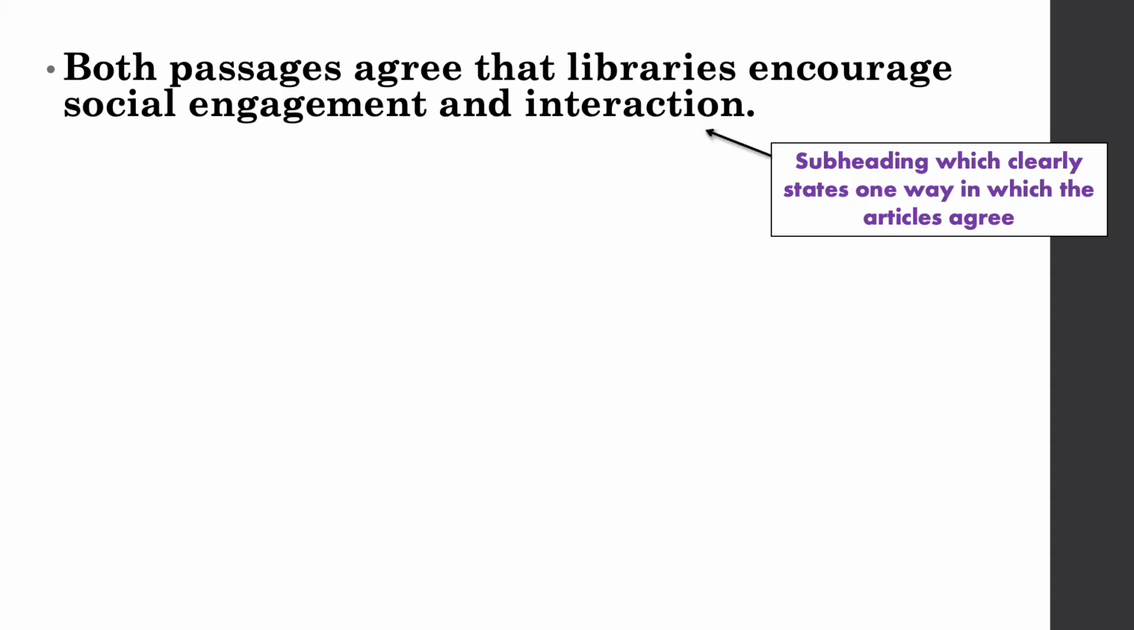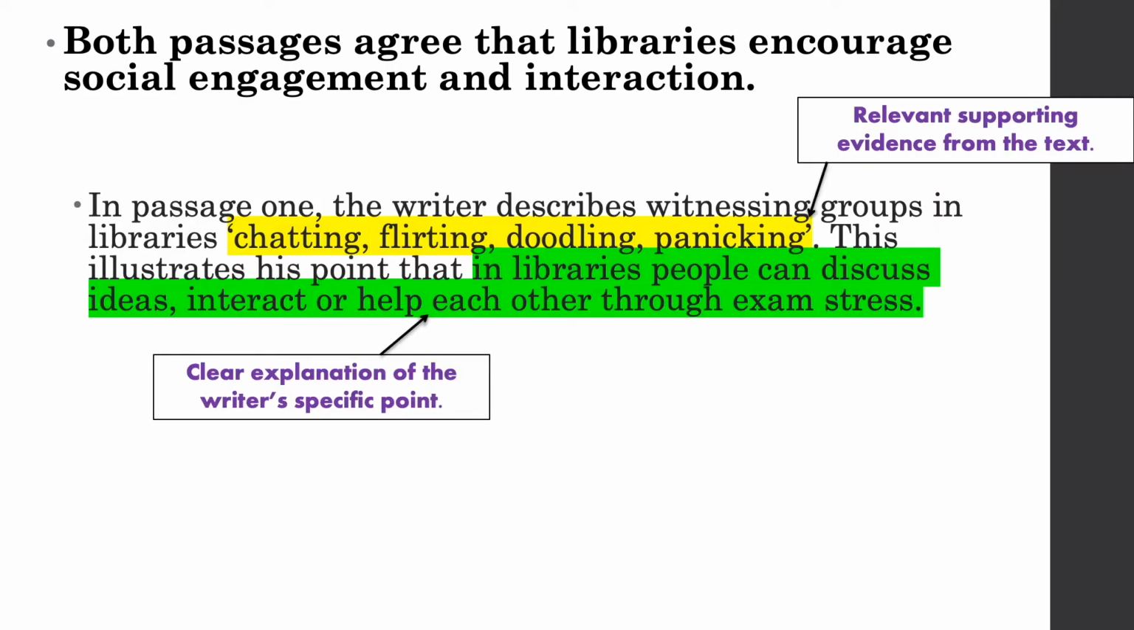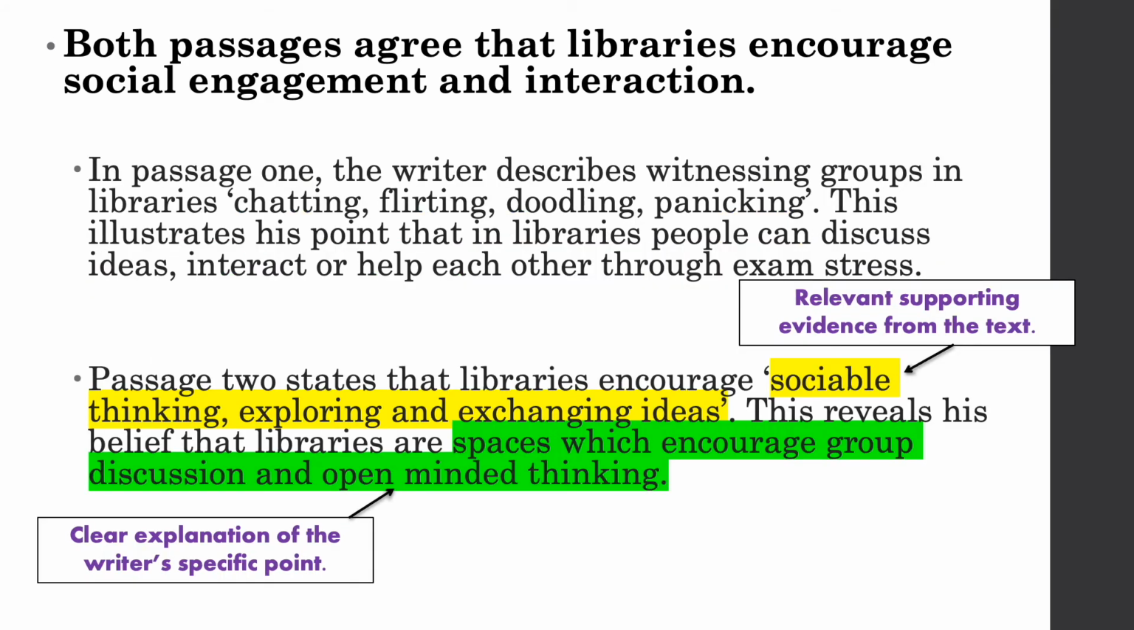As you can see at the top of the page, I have written my first subheading. Under this, I need to write my first bullet point. As already stated, this bullet point needs to deal with the first passage. It must include a quotation from that text, and then I go on to explain the quotation and what it shows about the writer's point. You should repeat these steps, but now dealing with passage 2.